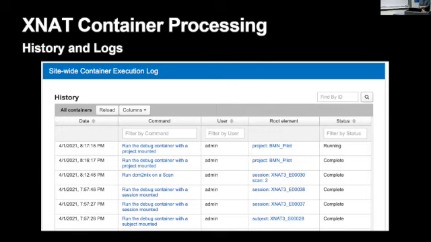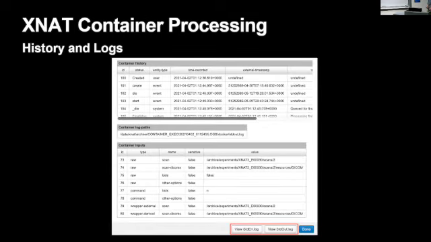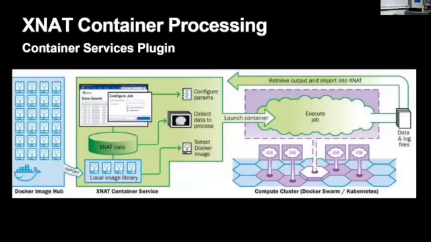The nice thing about container services, which is a big improvement over the old pipeline engine, is the logging that's done. There's a lot of information about how the process was run. I especially like that you end up getting the standard error and standard output from the run. So the information about what happened in your pipeline is more available in XNAT than we used to have. So container processing is the container services plugin.